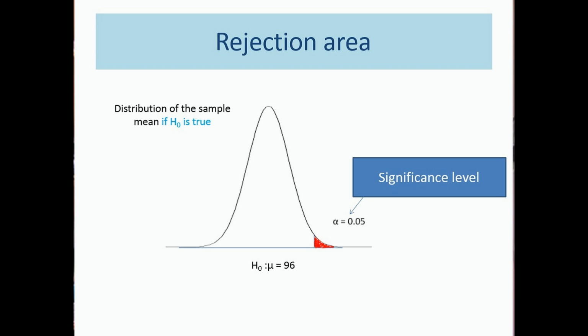The scientific community has agreed on a 5% risk of rejecting a null hypothesis, while in fact the null hypothesis is true. We call this the significance level of the test, and the symbol we use for it is alpha. The graph shows the sampling distribution of the mean if the null hypothesis is true, with 5% of the right tail in red. This is the so-called rejection area. If we find the sample mean in this red area, we will say the result is significant, and we will no longer believe the null hypothesis. So we will reject it.